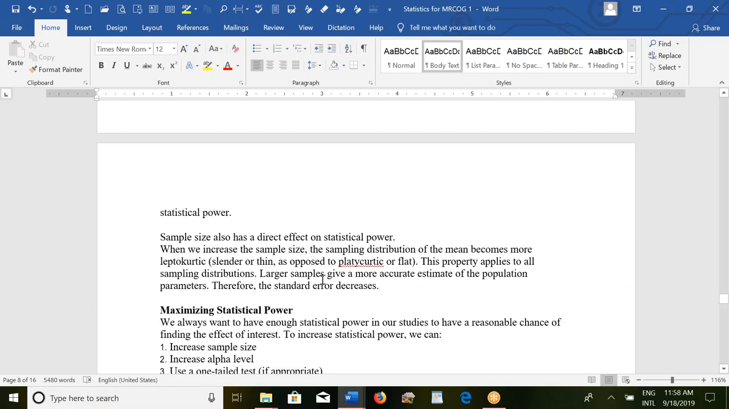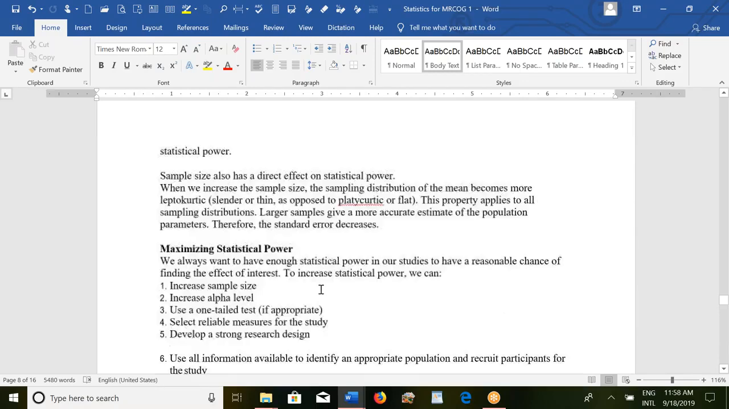This probably applies to all sampling distributions. Larger samples give a more accurate estimate of the population parameter. Therefore, the standard error decreases.